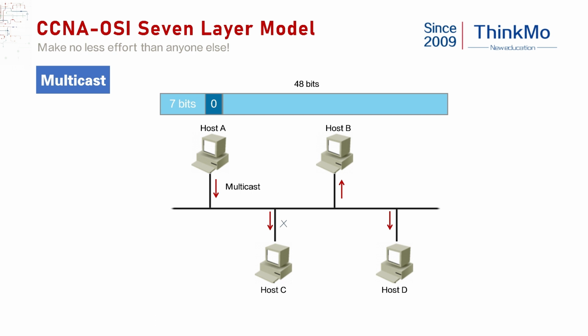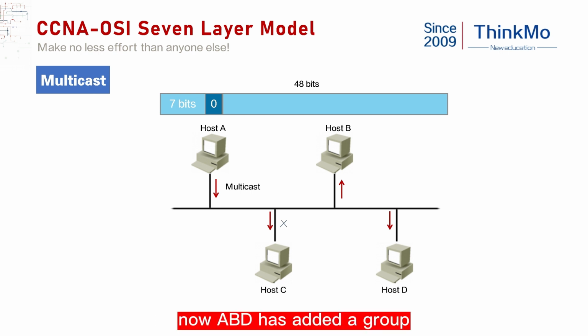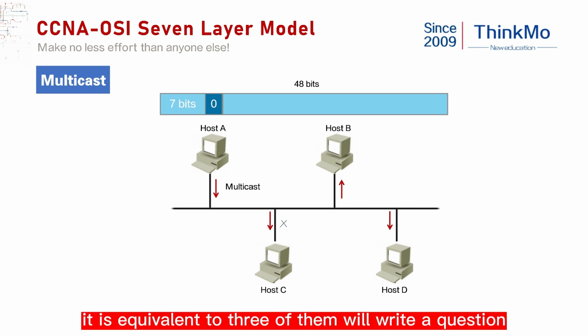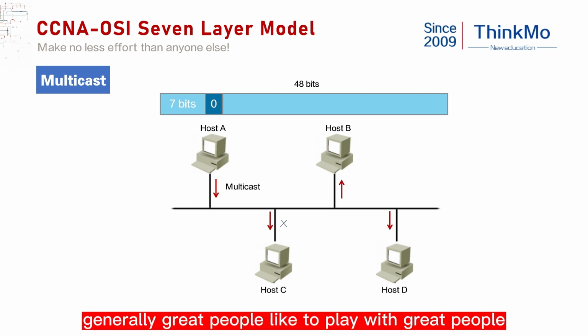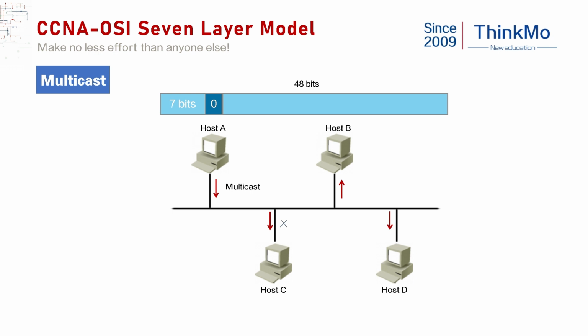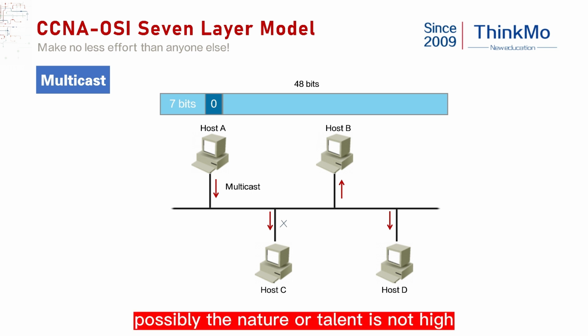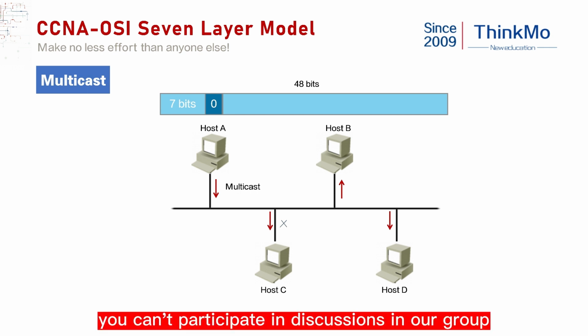For example, now A, B, and D have added a group, like they run OSPF. It is equivalent to three of them writing a question, but this host C will not write. You can understand it this way. Generally great people like to play with great people. If you are possibly not high in nature or talent, you can't participate in discussions in our group.